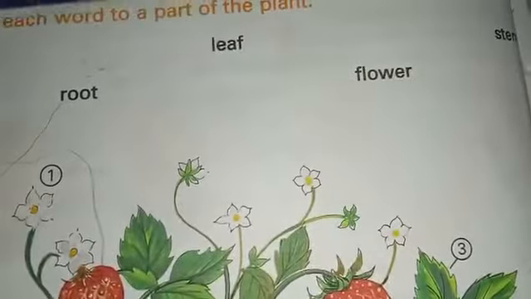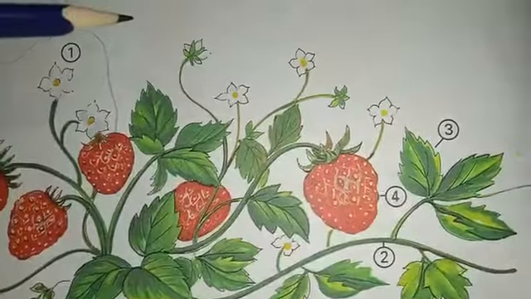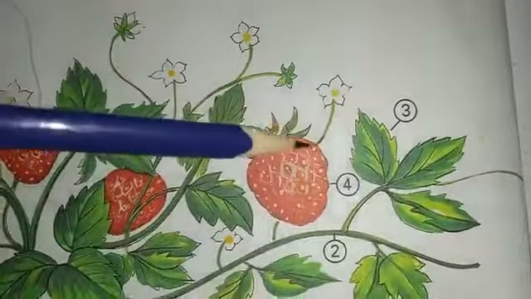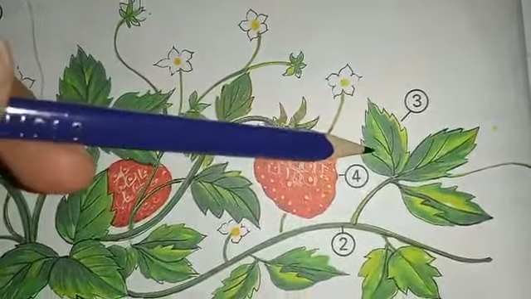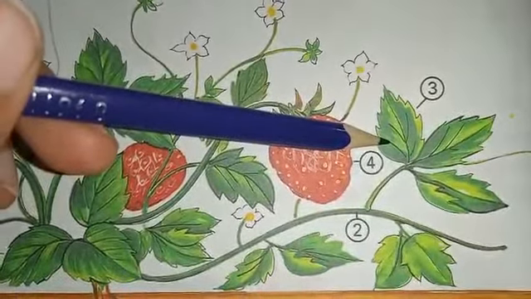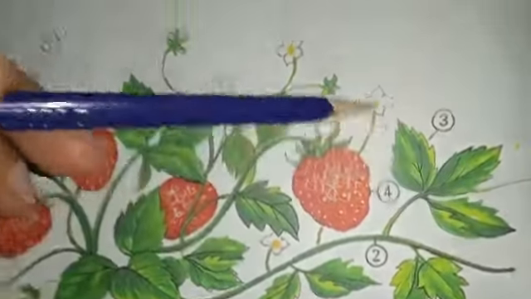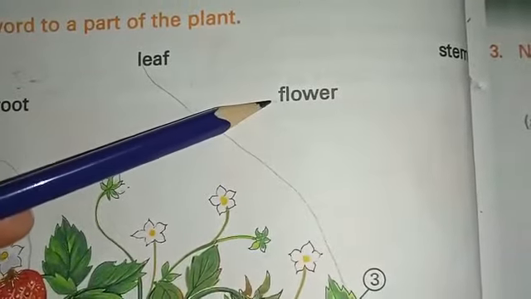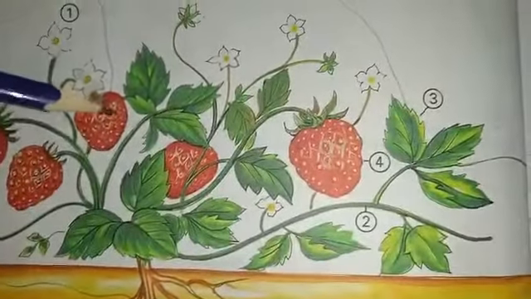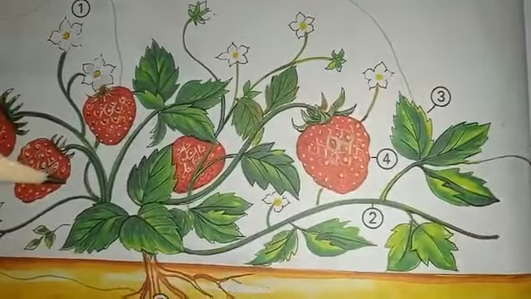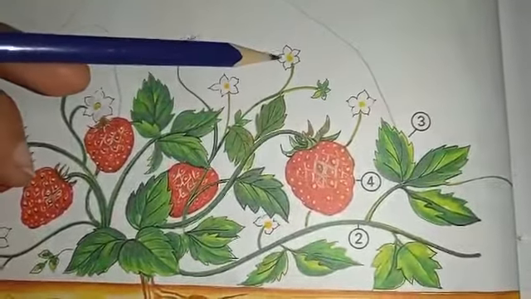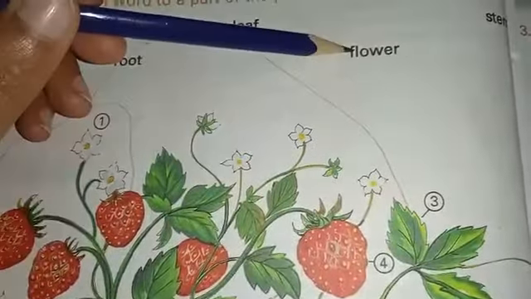So our next word is leaf. Now tell me, where are the leaves? As we all know, leaves are the green portion of the plant. Here you can see they are of different shapes and sizes. So these are the leaves. So we will match leaf with this. Okay. Next is flower. Here you can see that the flower is the most beautiful part of the plant. So these are the flowers. So we will match it here like this.